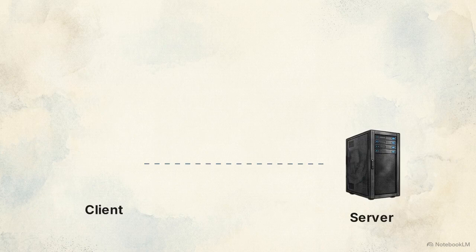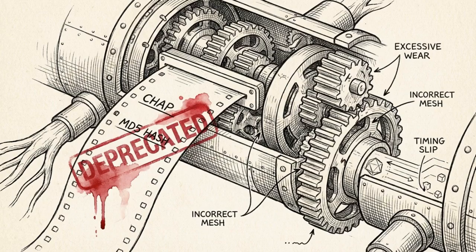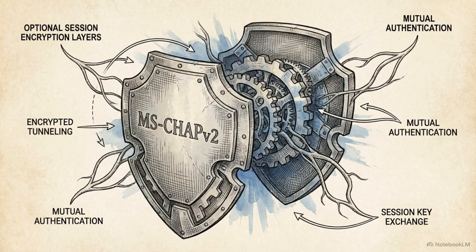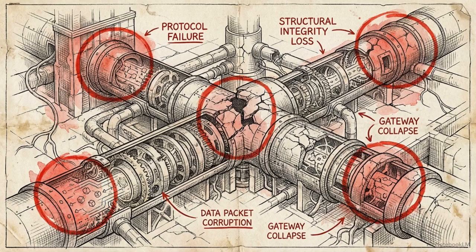By requiring the client to compute a response based on a password hash and a server-issued random number, CHAP prevents replay attacks. However, because CHAP is based on the MD5 hashing algorithm, it is no longer considered secure by modern standards. Microsoft addressed these weaknesses with MS-CHAP v2, which updated the underlying algorithms and added optional session encryption. The failure of simple hashing protocols forced a move toward broader frameworks.